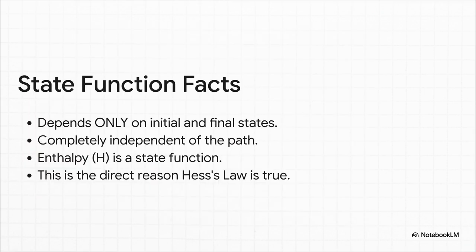And here it is. This is the critical connection. Because enthalpy, that heat energy measurement, is a state function, its change can only depend on the starting and ending chemicals. By its very definition, it's path independent. And that single fact is the entire reason Hess's law works. The law isn't some random rule. It's a direct consequence of enthalpy being a state function.